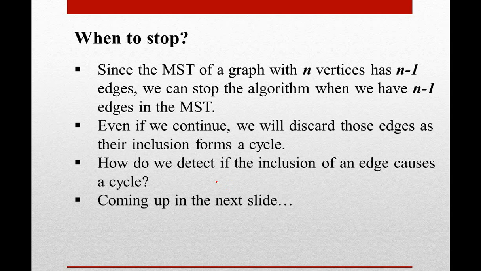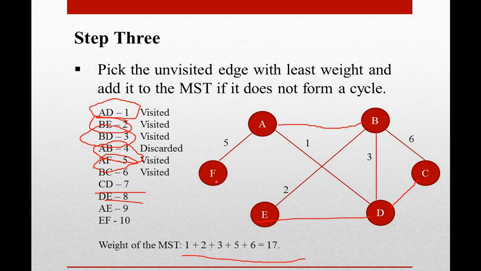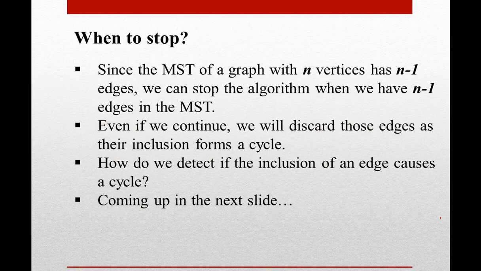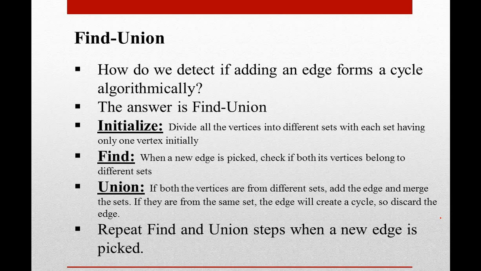But the basic question here is, how do you detect a cycle algorithmically? Since you are manually working it out, you can understand that adding AB will create a cycle, adding CD will create a cycle here. But how do you instruct the computer to check for a cycle programmatically? That is where a specific approach is used in this algorithm. How do you detect if adding an edge forms a cycle or not? The answer is the find-union approach.